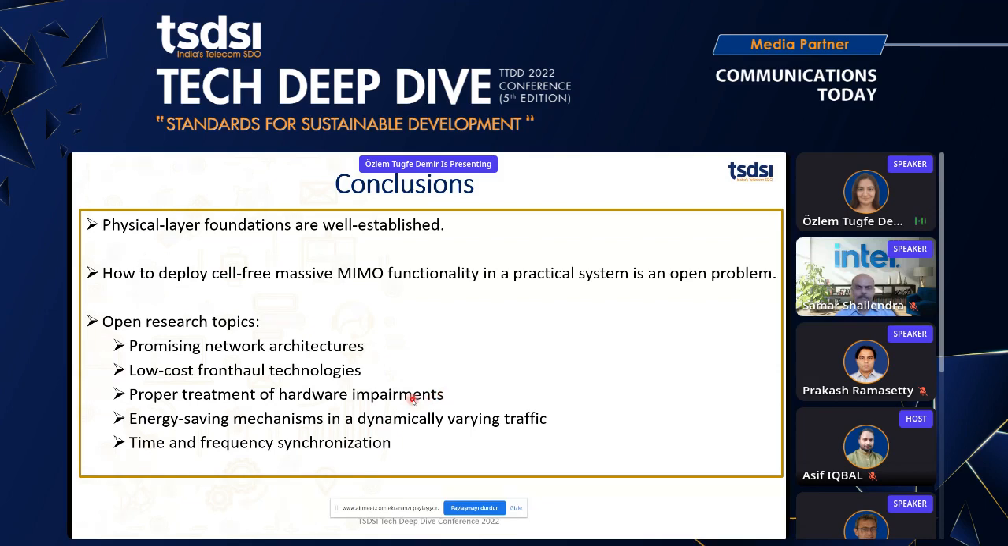And normally in these initial works, since we are in the initial stage, snapshot-like static scenarios are considered, but in dynamically varying traffic, how to design the optimization algorithms in a scalable manner, and also the energy saving mechanisms, which will be important in 6G. It's an important problem. And also a very important problem is time and frequency synchronization in the C-RAN architecture, in this cell-free massive MIMO architecture.